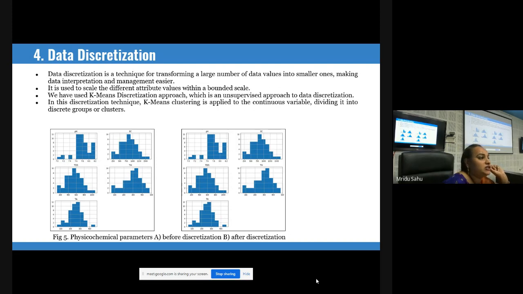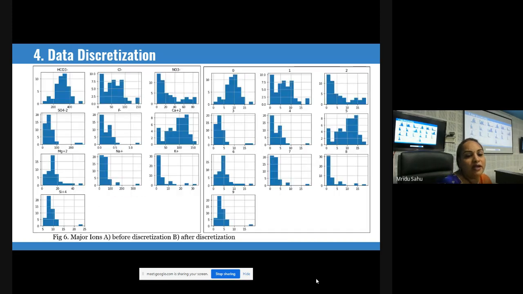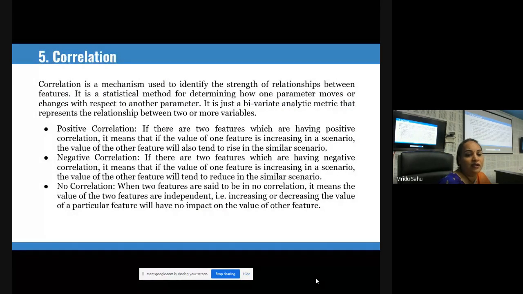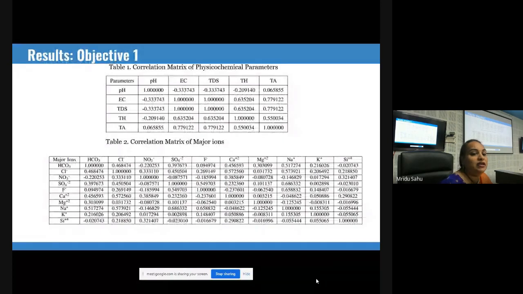Then data discretization, we have to map. Yesterday we told that if we map our data into grid form, it's quite easy to understand. So this is the grid representation of the data. Data discretization is a technique where we convert the data into a spanning way. The correlations we have found as per the water quality indexes. So these are all the major components of the water.